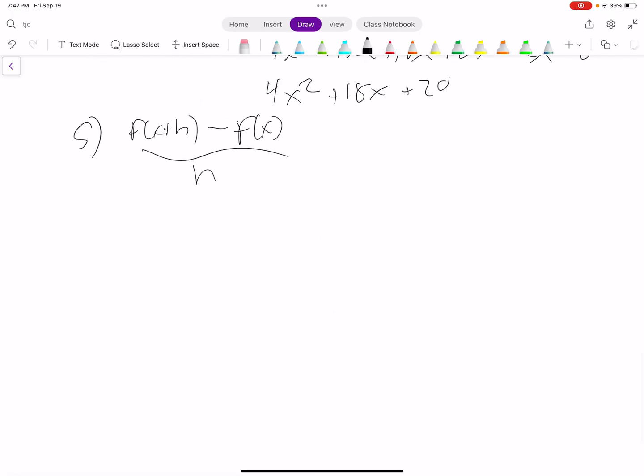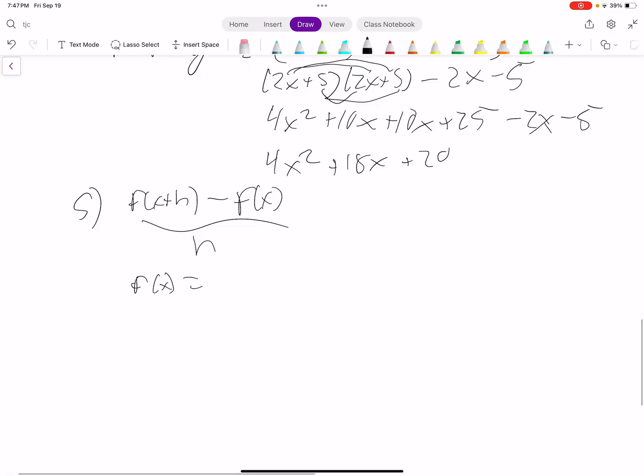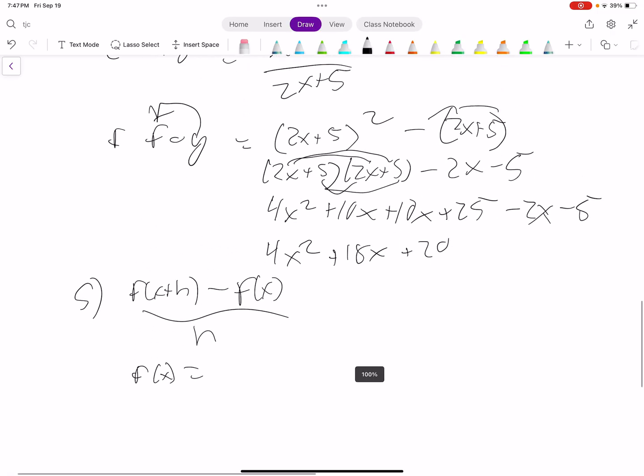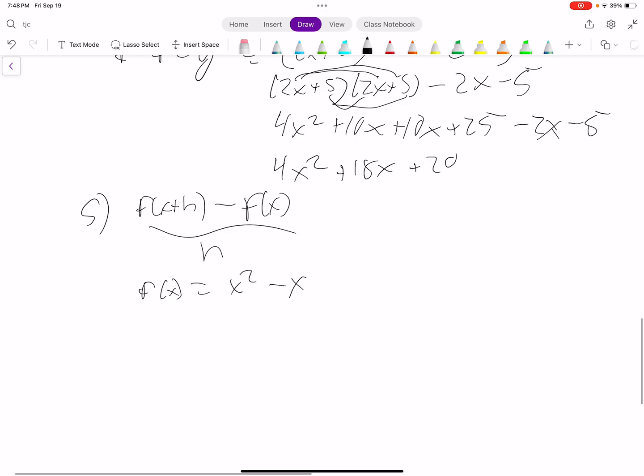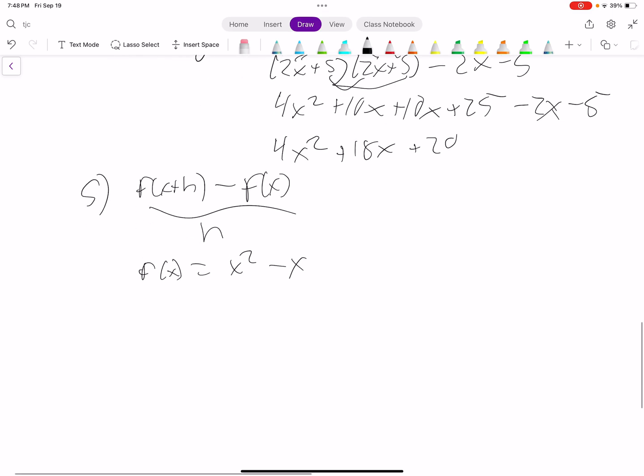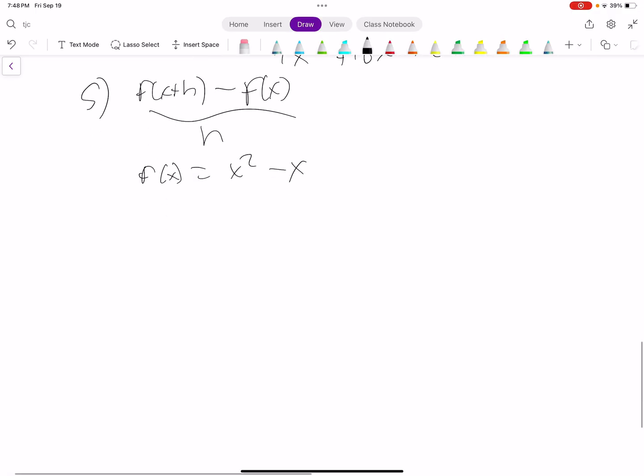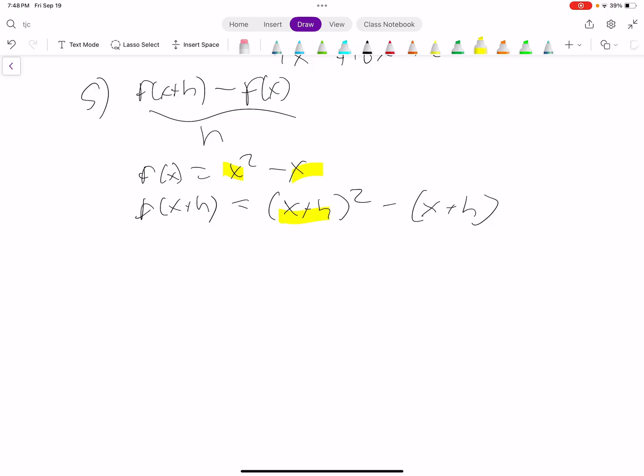So f is, again, f of x equals x squared minus x. Okay, so then what's f of x plus h? Anywhere you see an x in the f function, you replace it with x plus h, like this. There's the f function. I replaced x here and here with x plus h in parentheses. Okay, now you're going to FOIL it out.